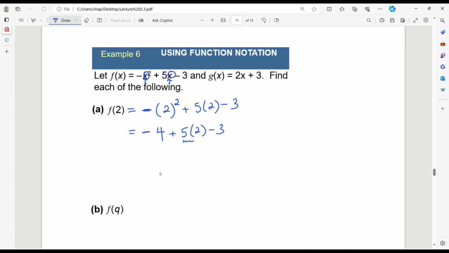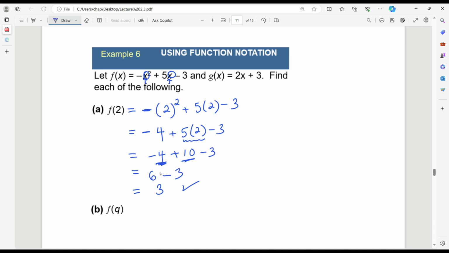We'll next do the product, 5 times 2, and that gives me 10. And now we have negative 4 plus 10 minus 3. These two together would give me positive 6. And finally, 6 minus 3, we get a 3. And that is our solution. f of 2 is equal to 3.